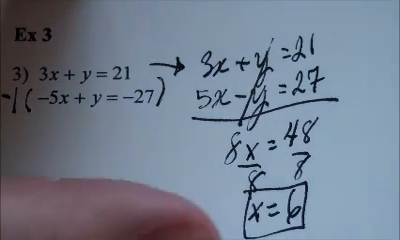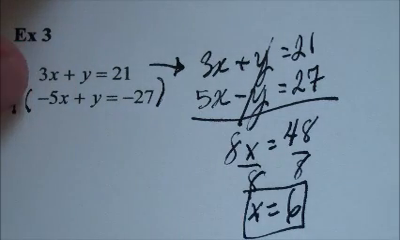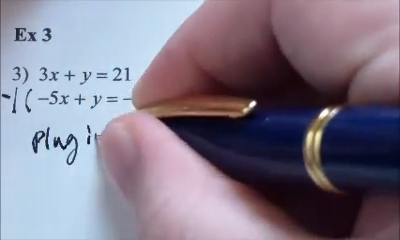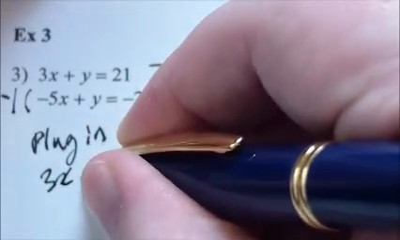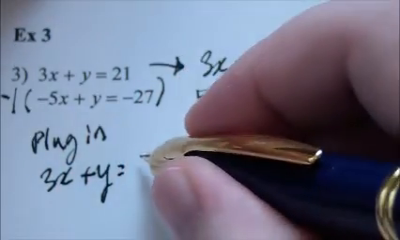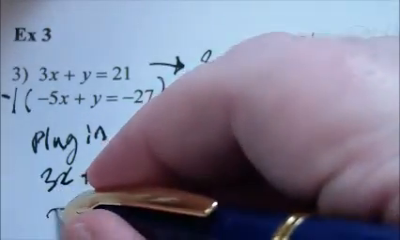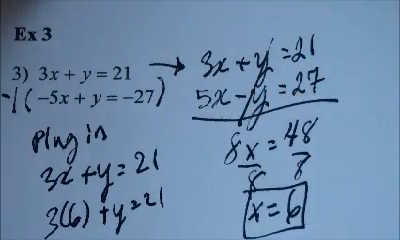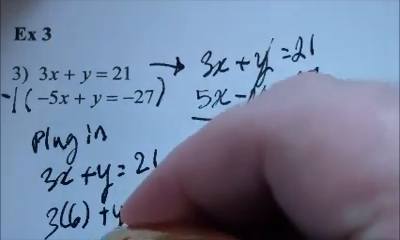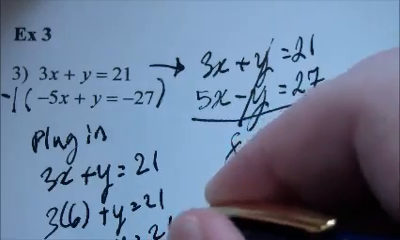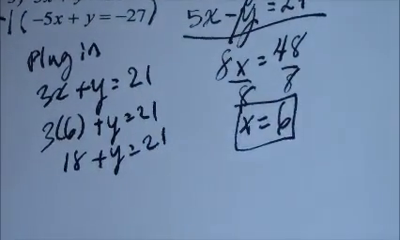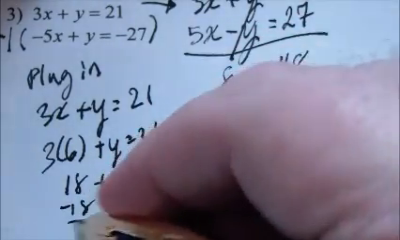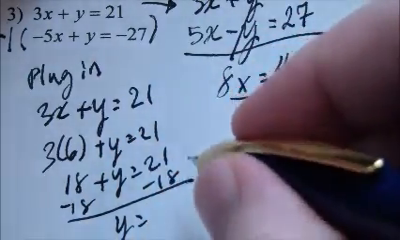Alright, now here comes the tough part. We got to take this and plug it into one of these equations. I'm going to plug it in a top equation. So plug in. So we have 3x plus y is equal to 21. So that's 3 times 6 plus y is equal to 21. 3 times 6 is 18. Plus y is equal to 21. And then subtract 18 on both sides. Y is equal to 3.